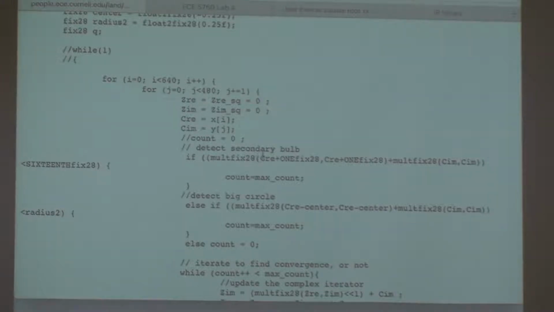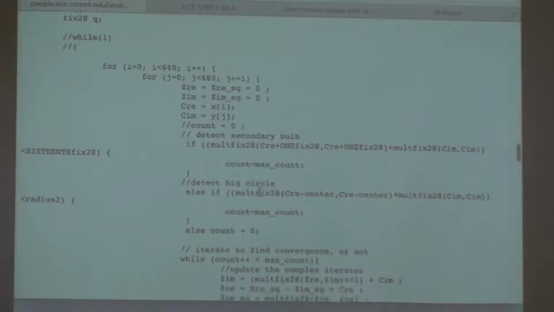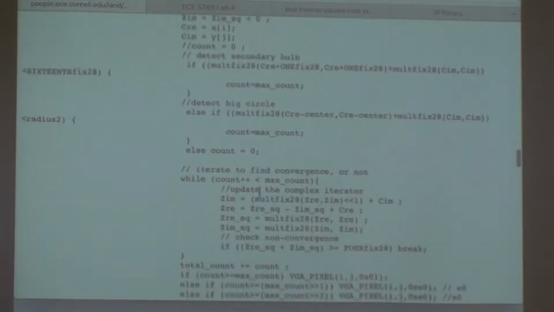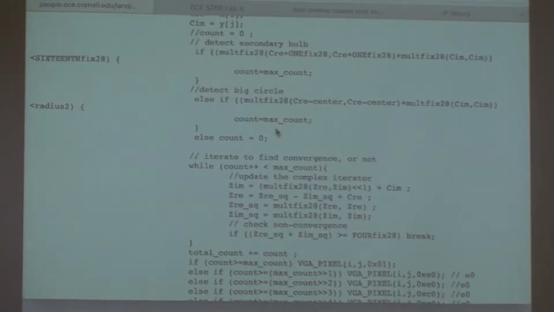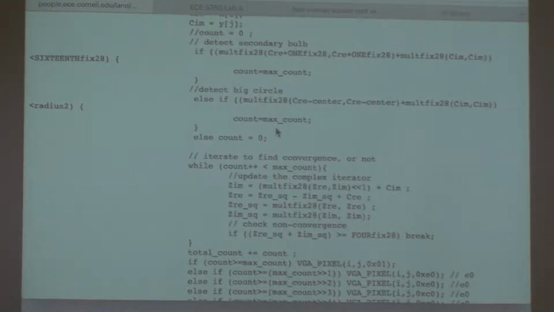First of all, we detect the secondary bulb, that's the little circle, and then the big cardioid. And we're doing this all in fix 28 notation. And if either of those is true, we just set count equal to count max and bail out of that, because we know that if we stay at that point, we'll do 1,000 iterations.